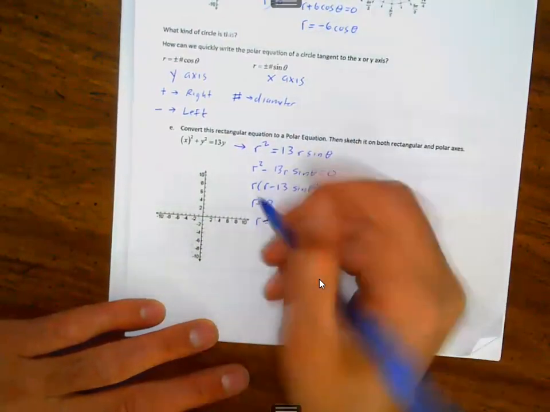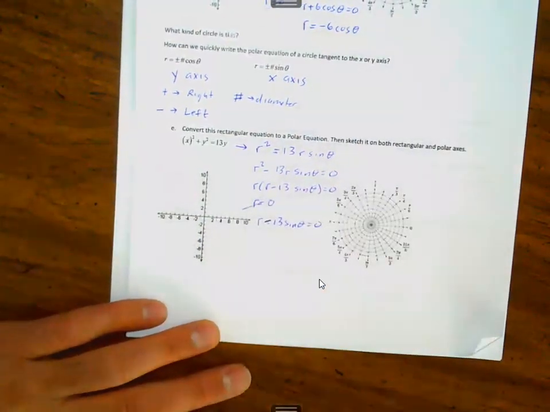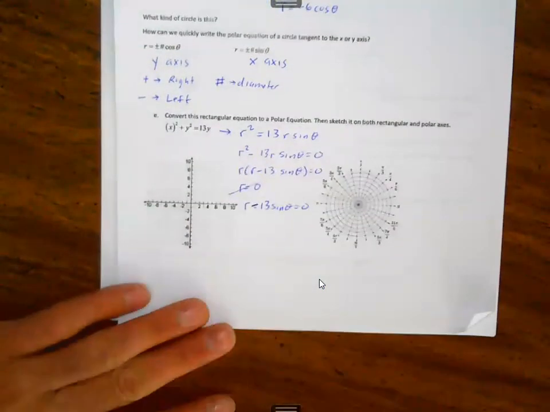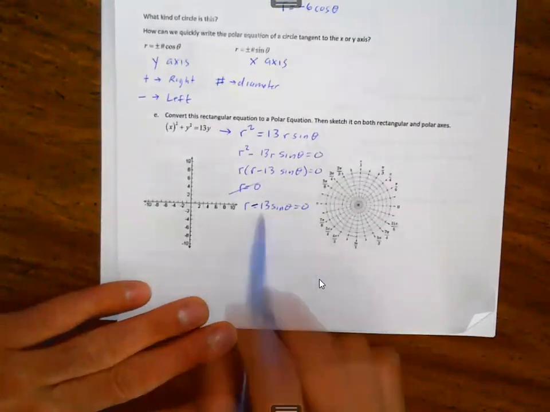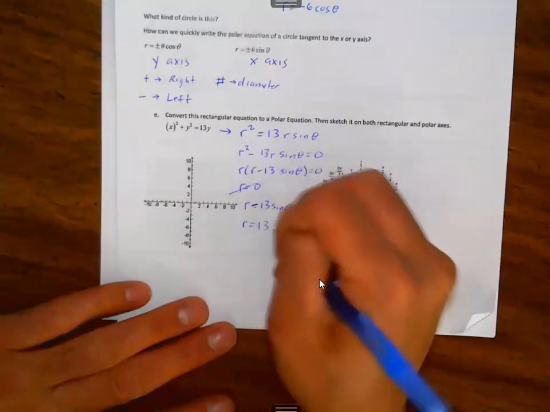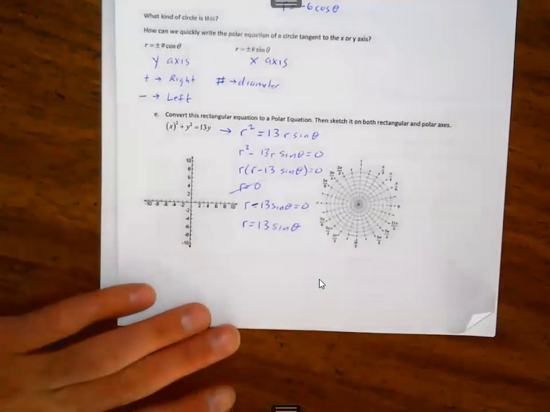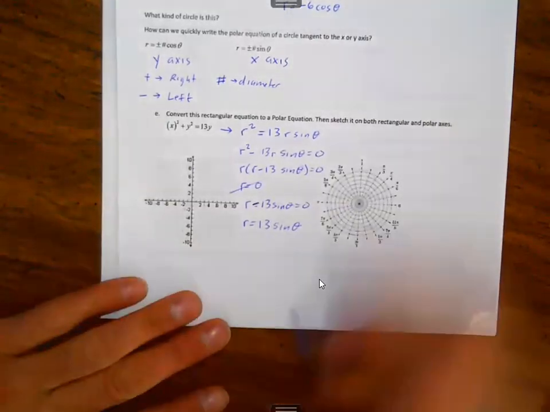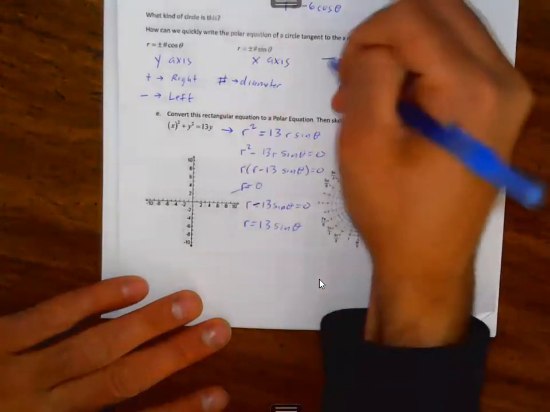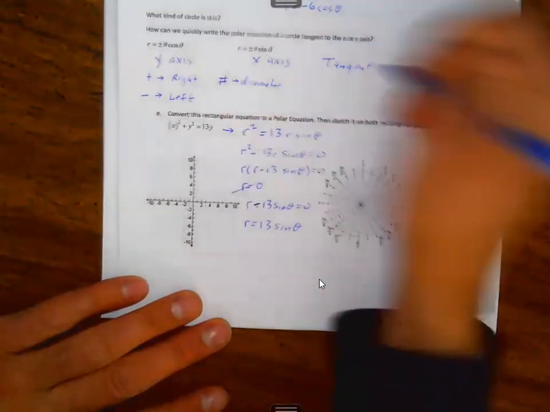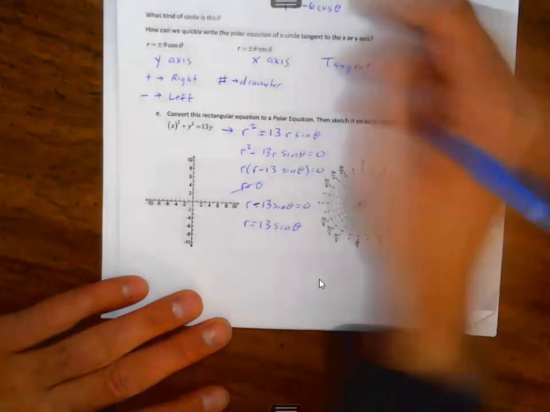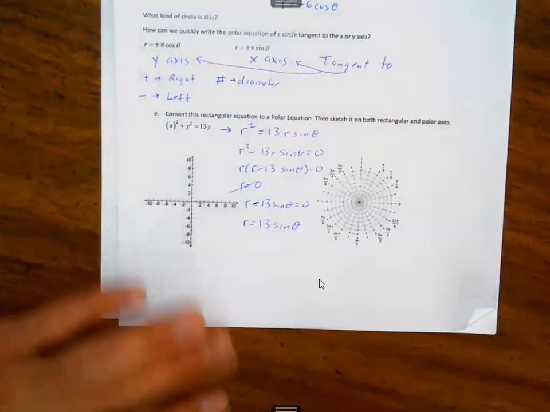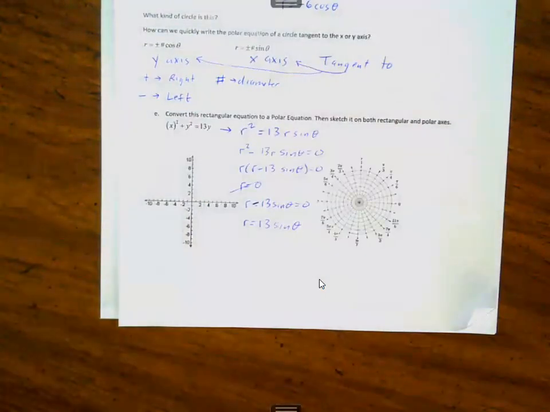All right, so r equals 0 is irrelevant once you get that. It's just a point on the origin. And then this becomes r equals 13 sine of theta. Now I should be clear: when I write x-axis and y-axis, if it's r sine of theta, it's tangent to the x-axis, and r cosine theta is tangent to the y-axis.